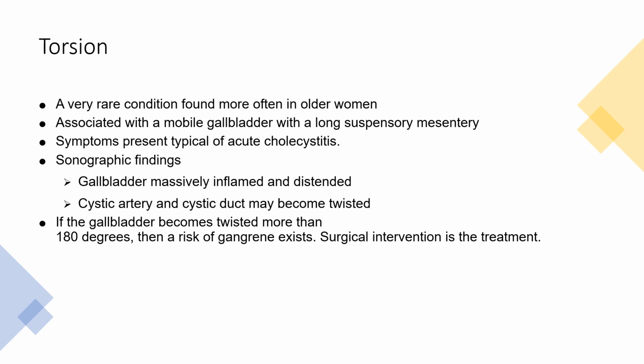And if it becomes twisted more than 180 degrees, the blood supply can get interrupted. You can also get obstruction of the cystic duct because of the twisting. So then you can see obstruction and loss of blood supply becomes necrosis, and pretty soon you have a possibility for gangrene. The symptoms are going to be typical of acute cholecystitis, and you're going to see a gallbladder that is massively inflamed and distended. It may measure greater than 10 centimeters in length. And this is a surgical intervention necessity.